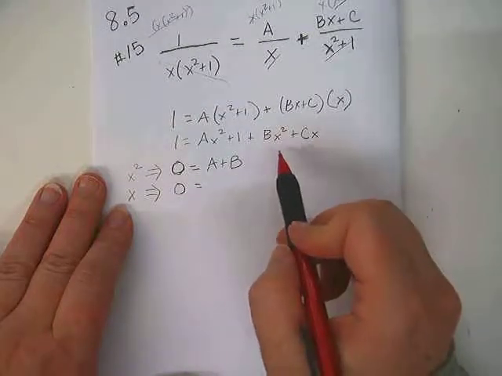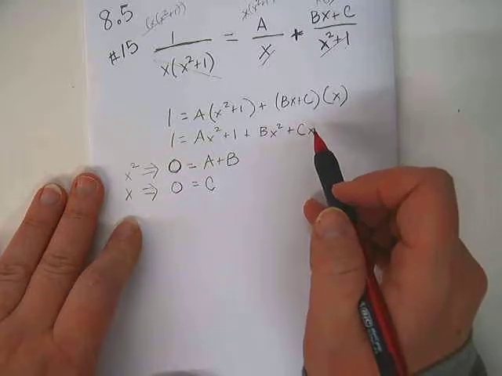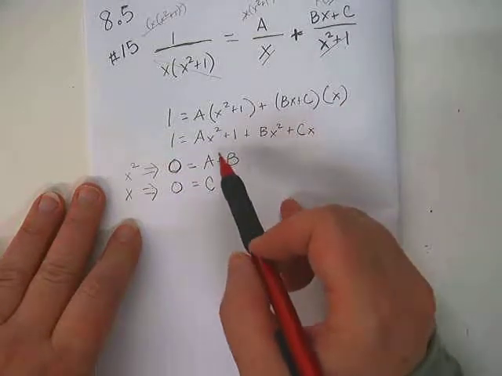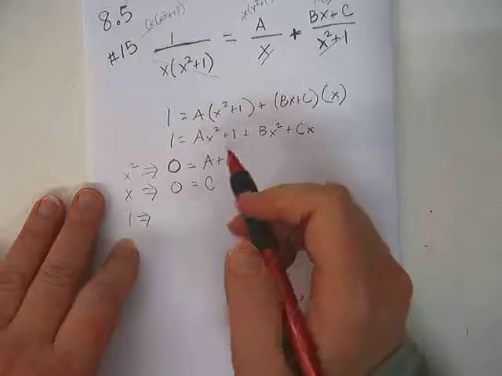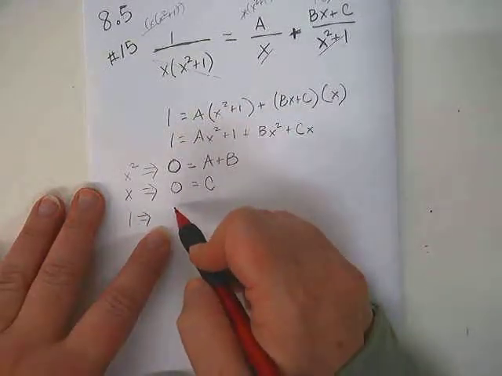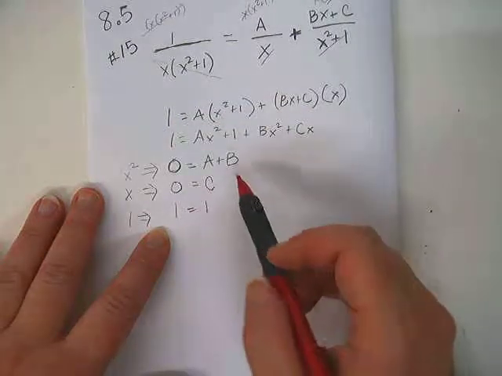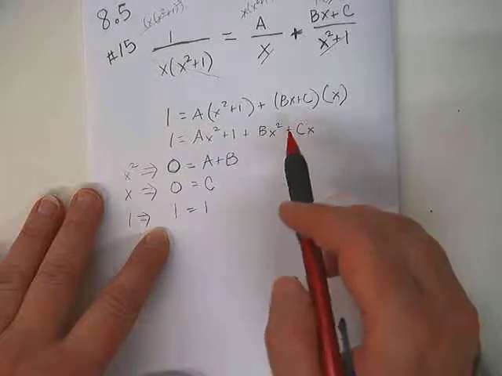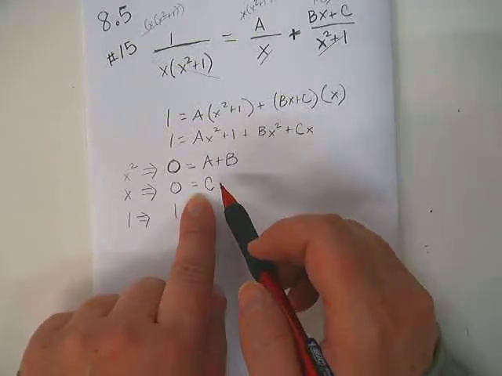Then we look at the x terms. Again, on the left we have 0. On the right, all we have is c. That means c equals 0. And then as for the constants, it doesn't even really matter because all we end up with is 1 equals 1, which is true, thank goodness, but there's no variables involved in that one at all.